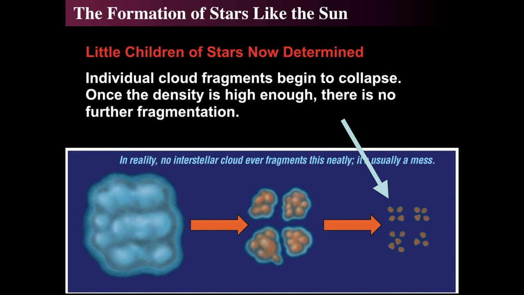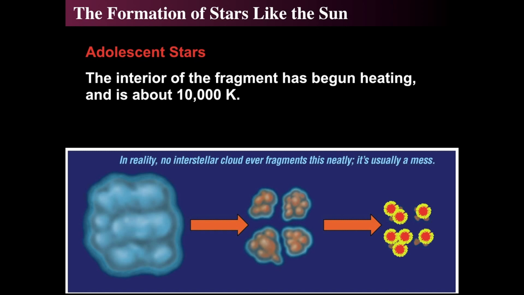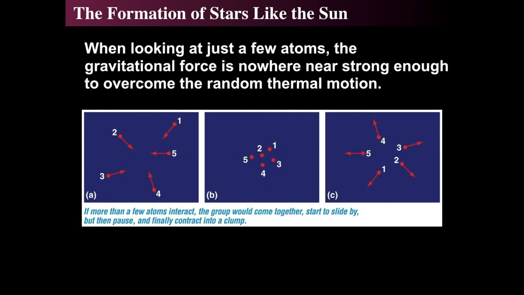All right, so then you get these adolescent young stars. The interior of the fragments begin to heat, because as they collapse, any gas that you compress warms up and gets hotter and hotter. And so they're collapsing under gravity, and eventually they form the surface that's about 10,000 Kelvin, and that is the surface of a protostar.